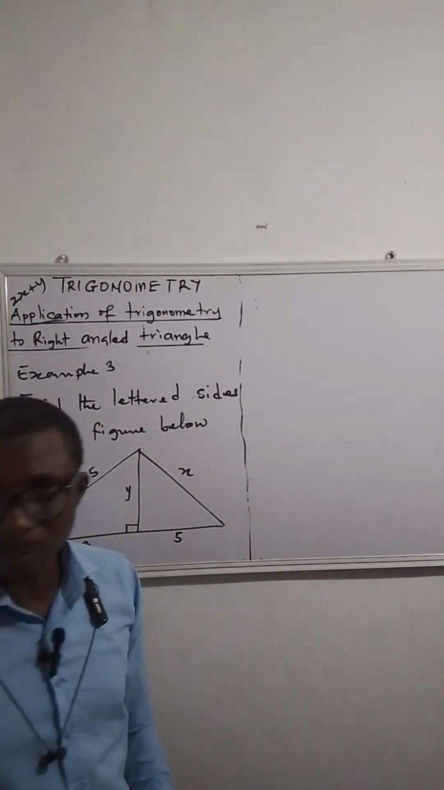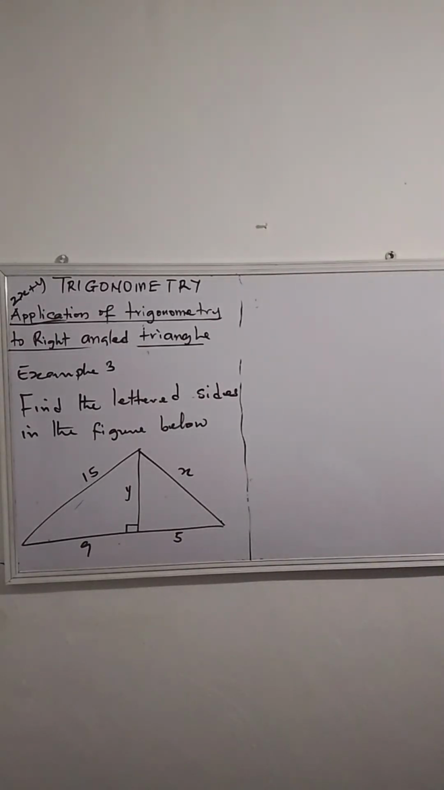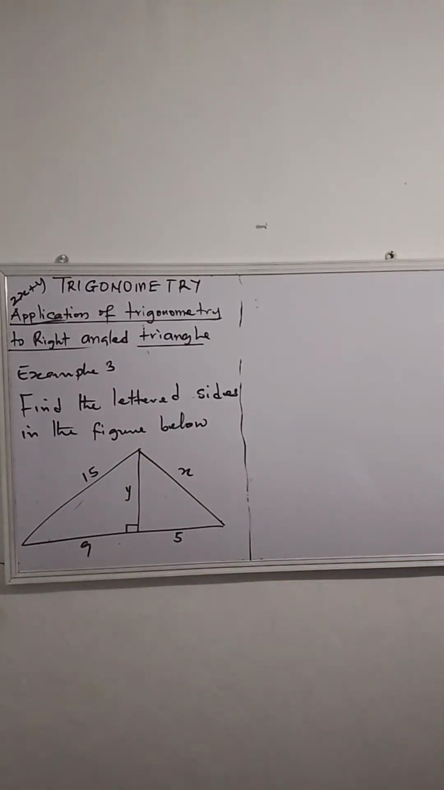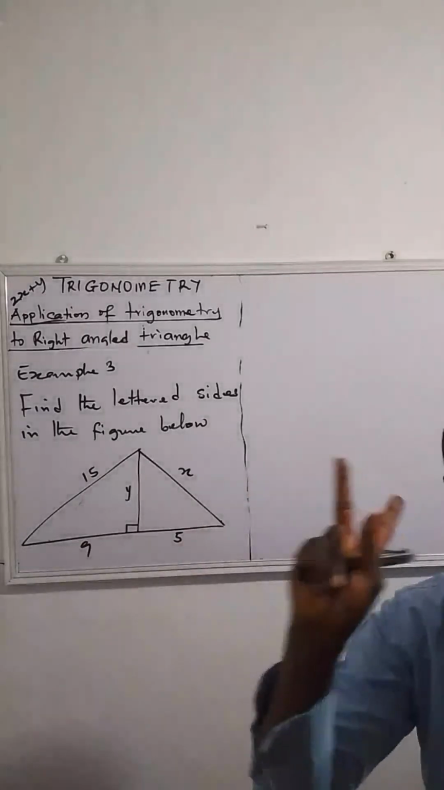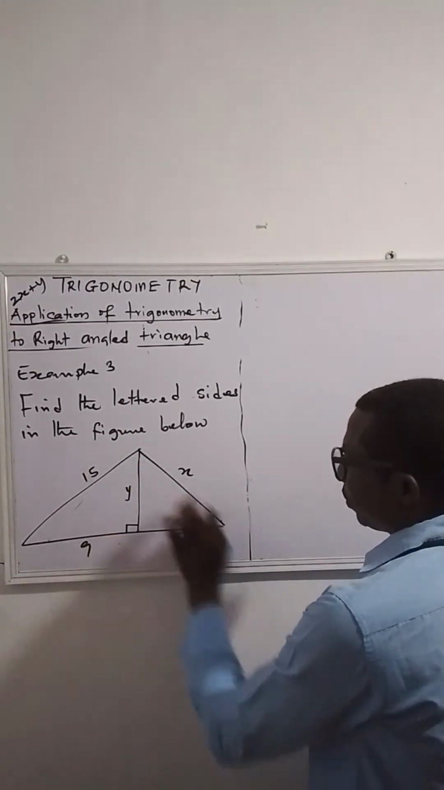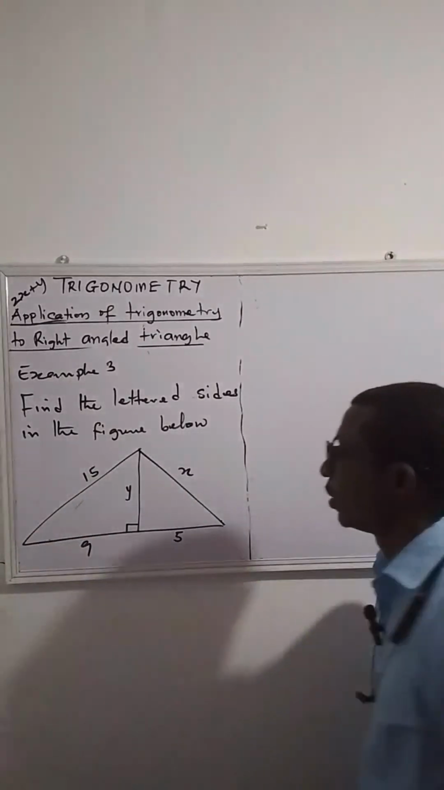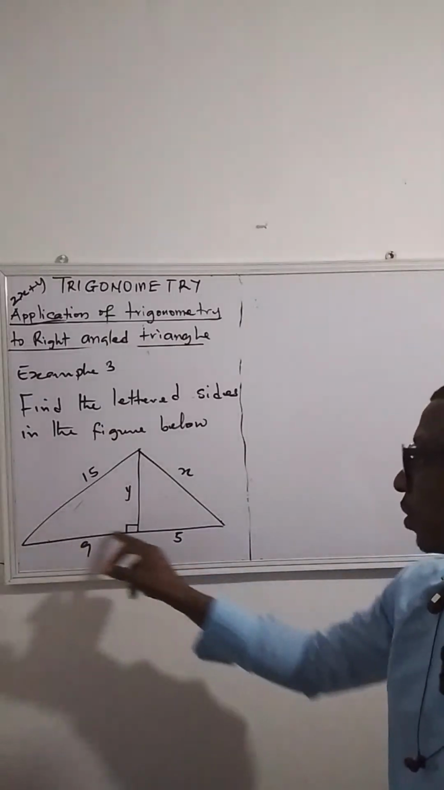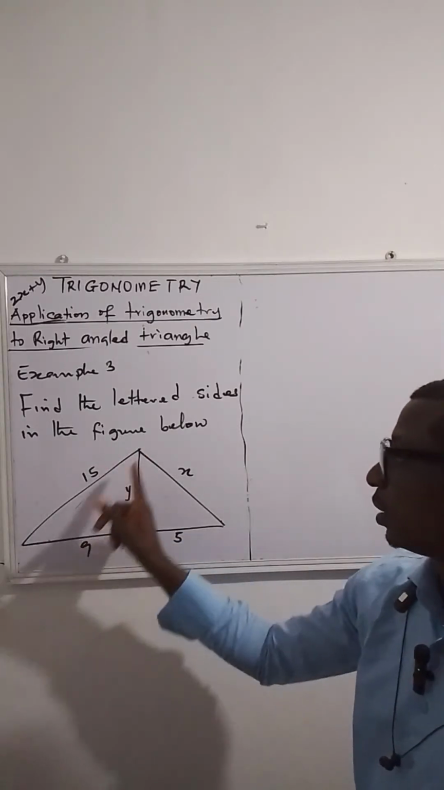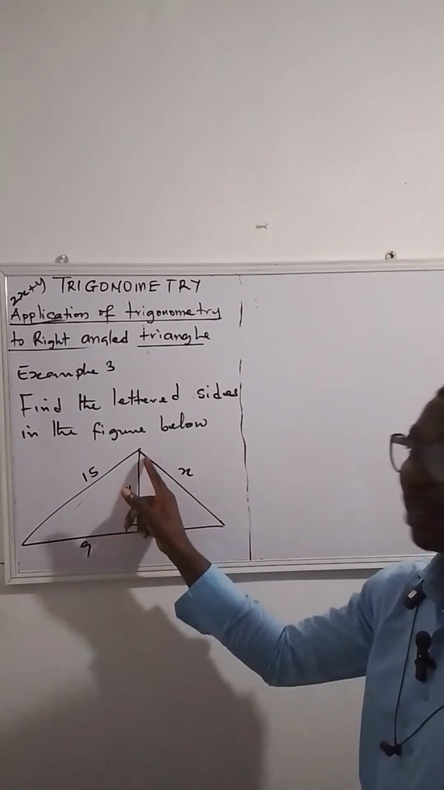Okay, now let's look at this problem. How do we solve this type of problem? You have to find the lettered sides in the figure below. When you look at this, we have three triangles there, and we have just two right angle triangles. Look at the first right angle triangle, and this is the second one. The bigger triangle here is not a right angle triangle, so we are not considering that now. This is the first triangle that we're going to look at. This is the hypotenuse. This is one side and this is another side.